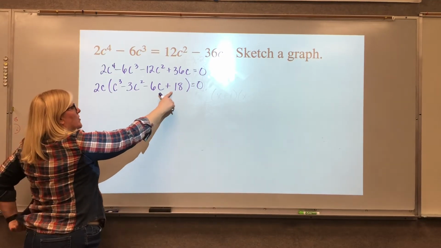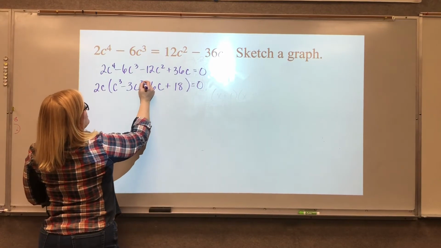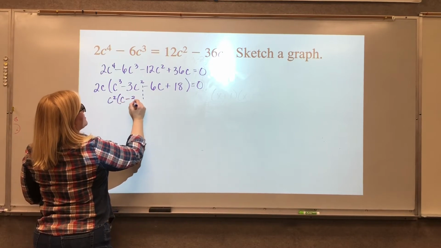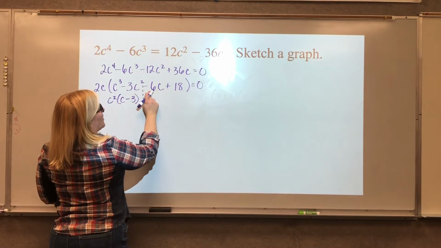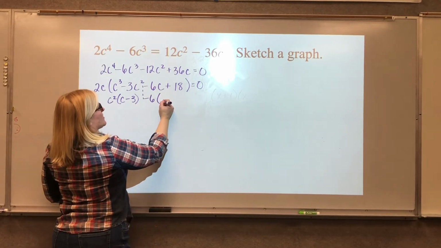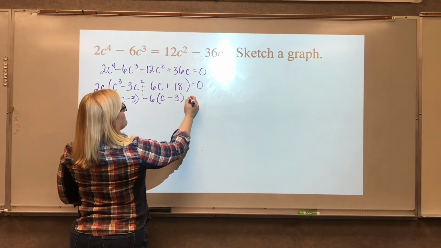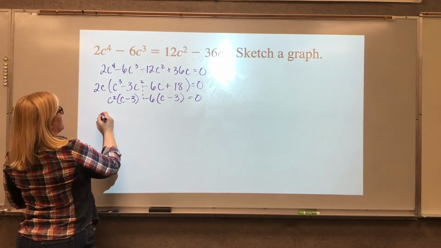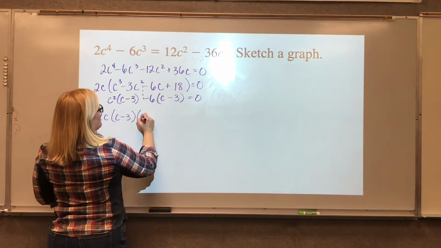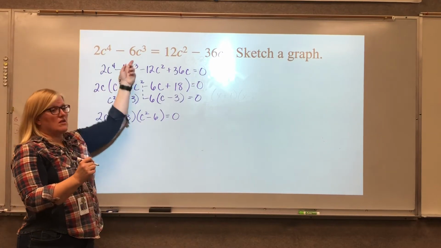Okay, so I have a polynomial with 4 terms, so I'm going to try to factor it by grouping. So for this part, I can factor out a c squared, and I'm left with c minus 3. Over here, I'm going to factor out a negative 6, because I need c minus 3 to be here. So negative 6 times c minus 3 equals 0. So what I have is 2c times c minus 3 times c squared minus 6 equals 0. So this is this polynomial factored.